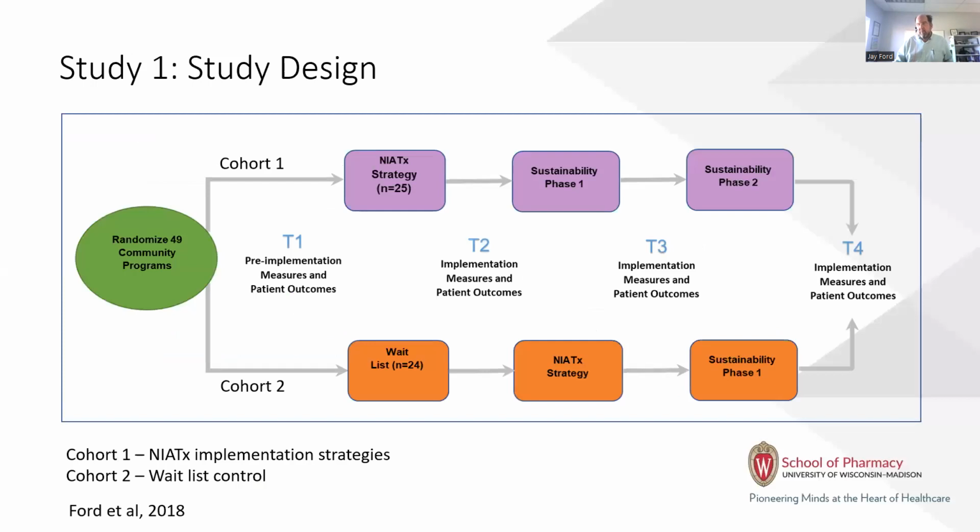So working with Dr. Mark McGovern, who's now at Stanford, and some of you may know, we came up with this study design. We recruited approximately 50 specialty addiction treatment clinics in the state of Washington. We randomized them using a waitlist control. This is an overview of the study design. We collected data at 4 different points in time.